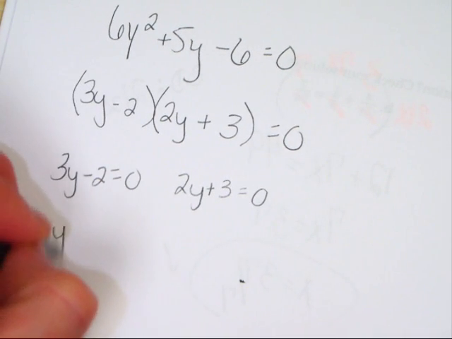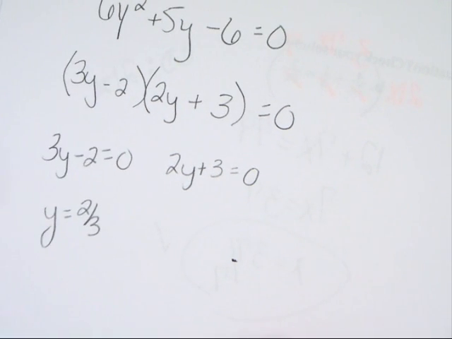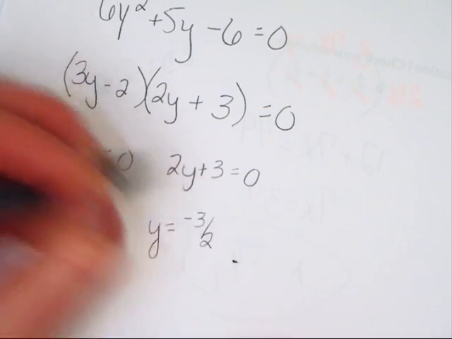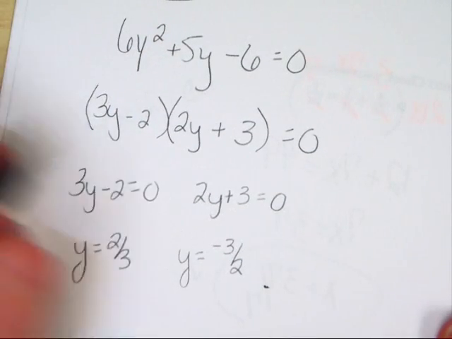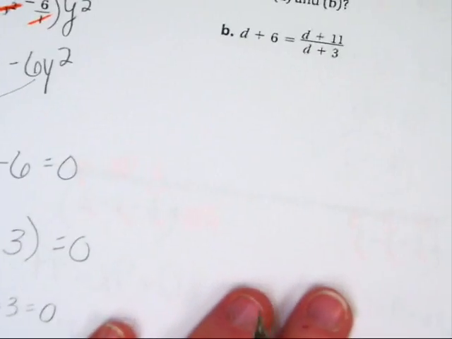For the first one, you should get y equals 2 over 3 when you add 2 and divide by 3. Here you should get y equals negative 3 over 2 when you subtract 3 and divide by 2. You should plug both answers in, and you will realize that both answers are correct. Part B.